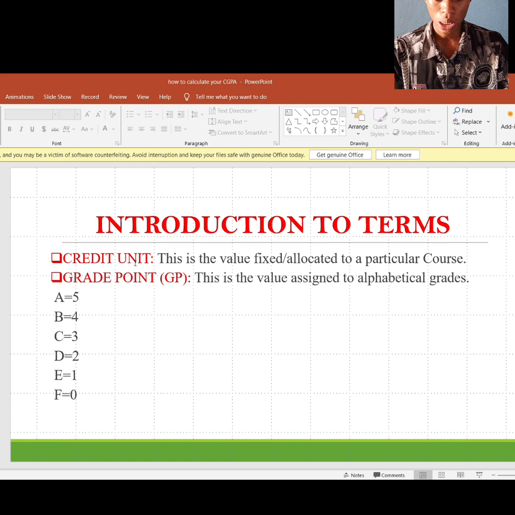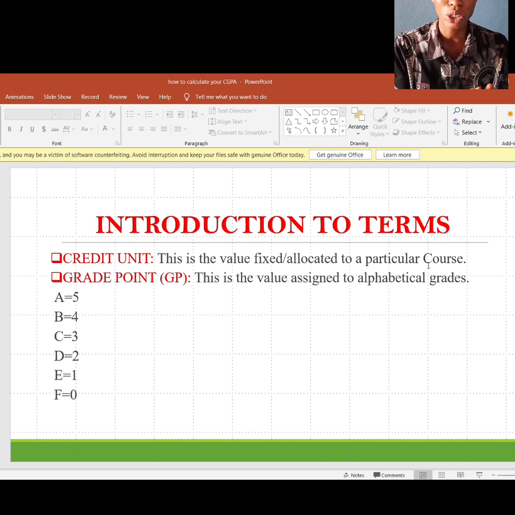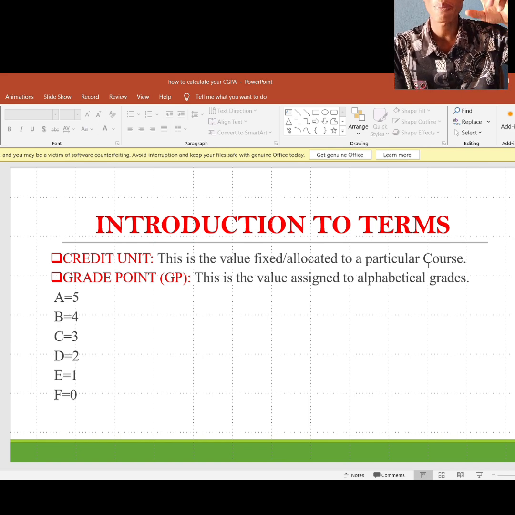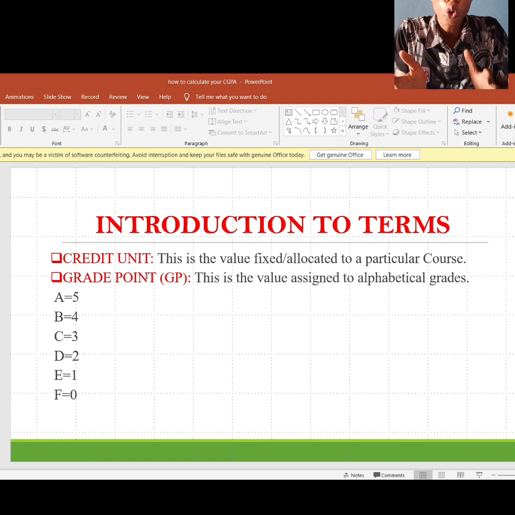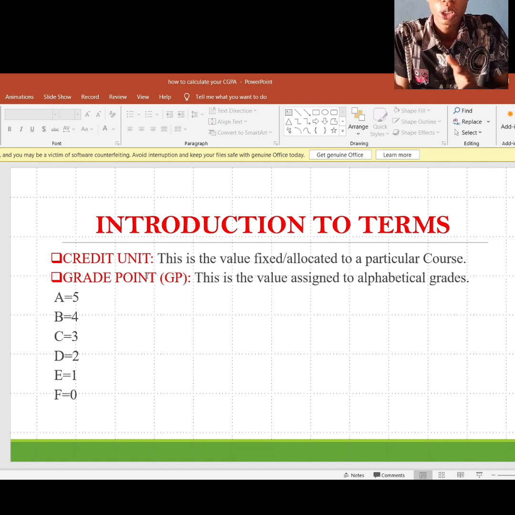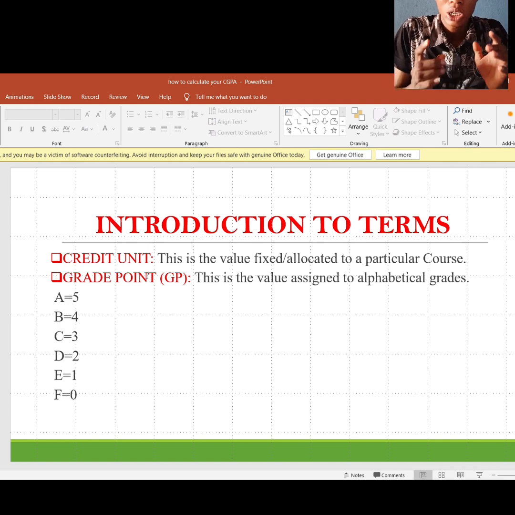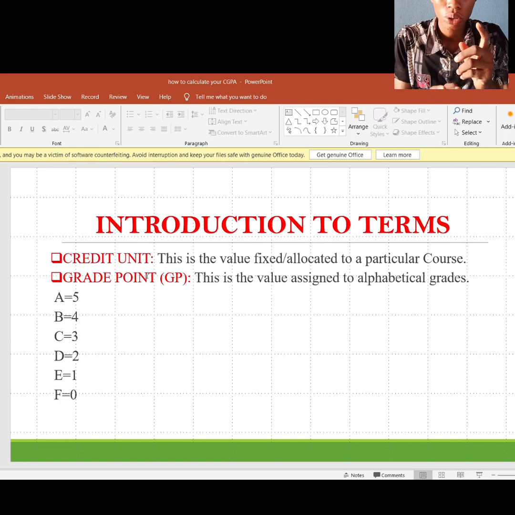Credit unit is a fixed value allocated to a particular course. Some courses are 3 credit units, some 2 credit units, some 5 credit units. So you have a 3 credit unit course, a 4 credit unit course, and the rest. Credit unit is like the load of the course, and we'll be needing it for our CGPA calculation.